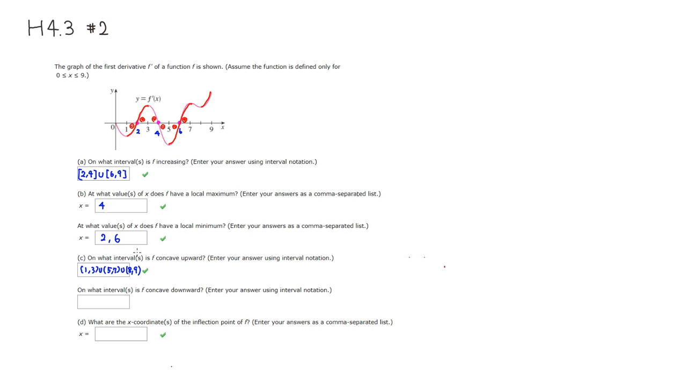And on what intervals is f concave downward? Everywhere else, so it looks like it's going to be from 0 to 1, 3 to 5, and 7 to 8.